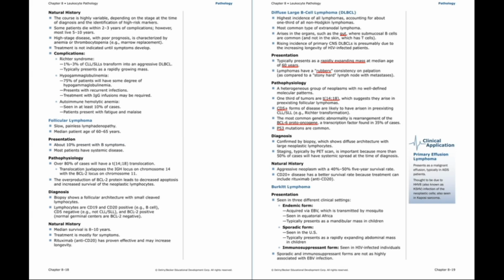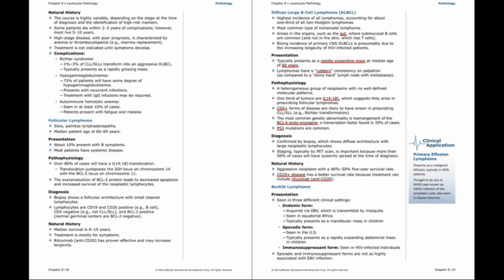And staging is important because more than 1/3 of these cases will have systemic spread at the time of diagnosis. This is an aggressive neoplasm and behaves in many ways very similarly to a carcinoma and has about a 40 to 50% 5-year survival with current treatment. Those tumors that are CD20 positive have a better survival because the treatment can include rituximab, an anti-CD20 antibody.